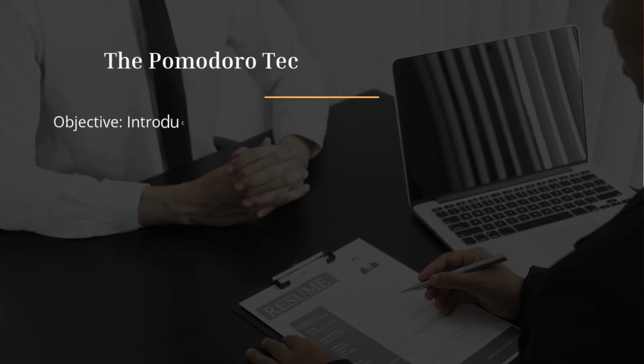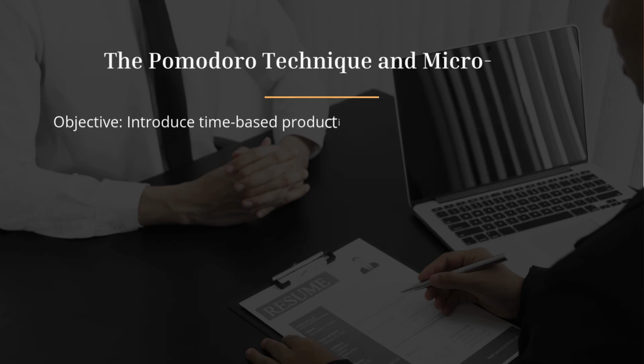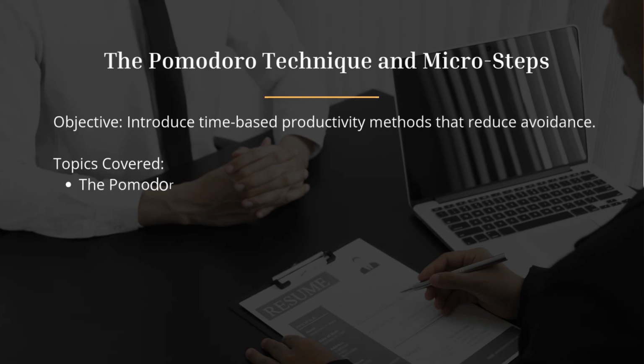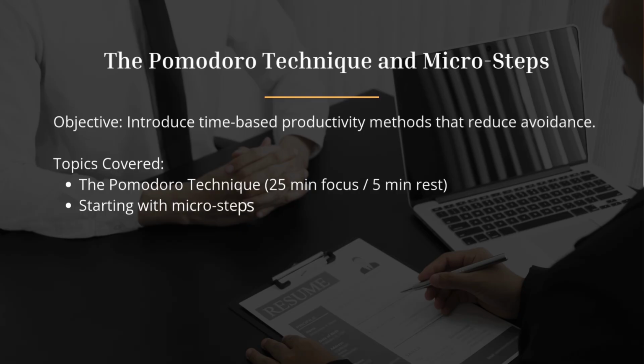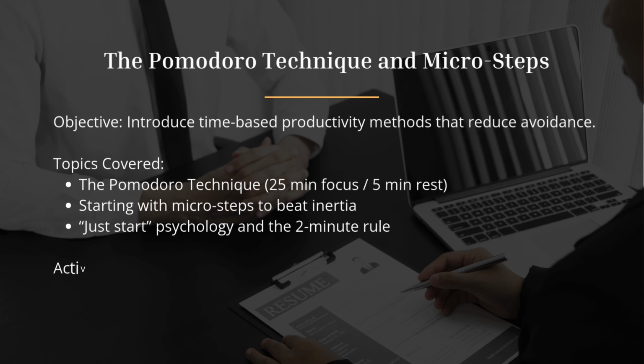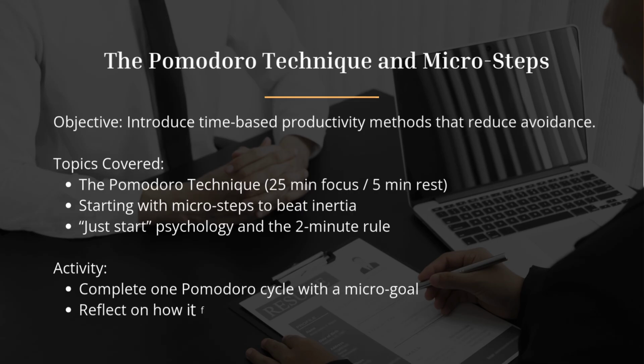The Pomodoro Technique and Micro-Steps. Objective: introduce time-based productivity methods that reduce avoidance. Topics covered. The Pomodoro Technique, 25-minute focus / 5-minute rest. Starting with micro-steps to beat inertia. Just Start, Psychology and the 2-minute rule. Activity: complete one Pomodoro cycle with a micro-goal. Reflect on how it felt to get started.